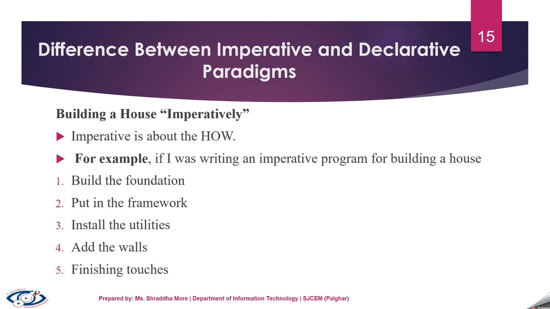Now let's understand this difference with the help of a real-time example. For example, my goal is to build a house. First, I want to build a house imperatively. So what I need to do here is write a sequence of steps to perform my task. First I need to build the foundation, then put in the framework. After that, install the utilities, then add the walls, and finally I need to give the finishing touches. So here I have to perform all these steps to achieve my goal, right? This is nothing but the imperative paradigm approach.